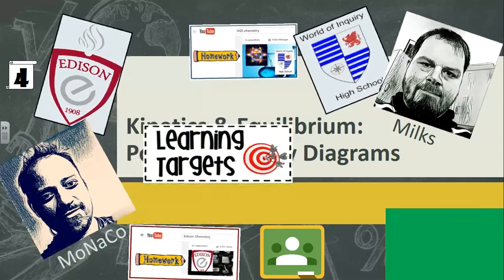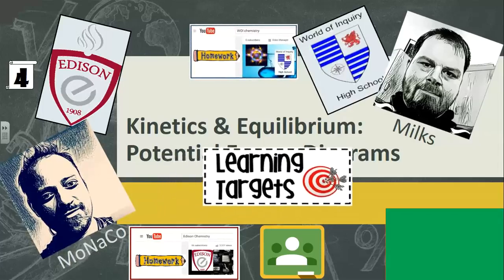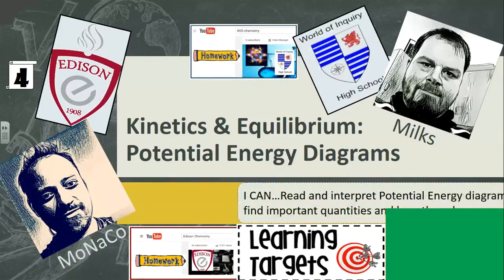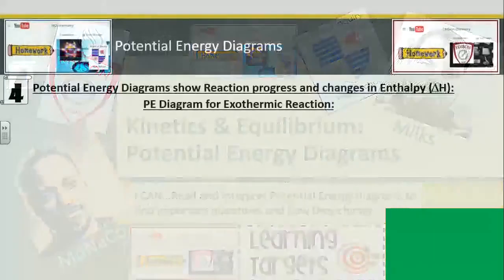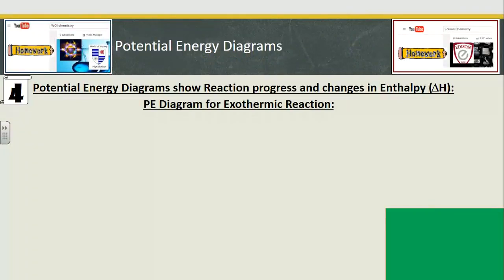So our learning targets in Lesson 4, we're going to talk about potential energy diagrams, which are diagrams. I mean, they're graphs, and you need to learn how to read and interpret them so that we can find important quantities and show how they change, like the heat of the reaction, the effect of adding a catalyst, and all that kind of stuff. So potential energy diagrams show reaction progress and changes in heat.